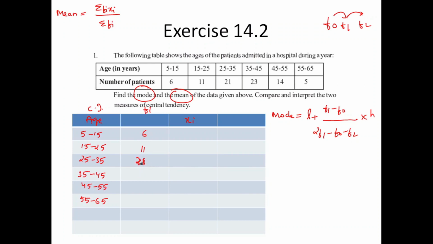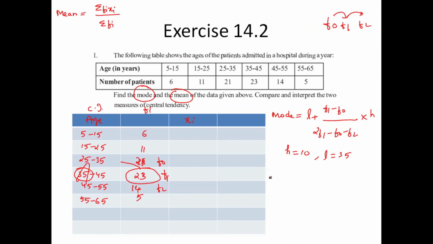One minute. 21, 23, 14, and 5. So here you should be finding the L value, F values, and so forth. And H, you know the value of H is the difference of the class interval. H is 10 units, as you know it, you can directly assume it. This is F0, and again this is F2.